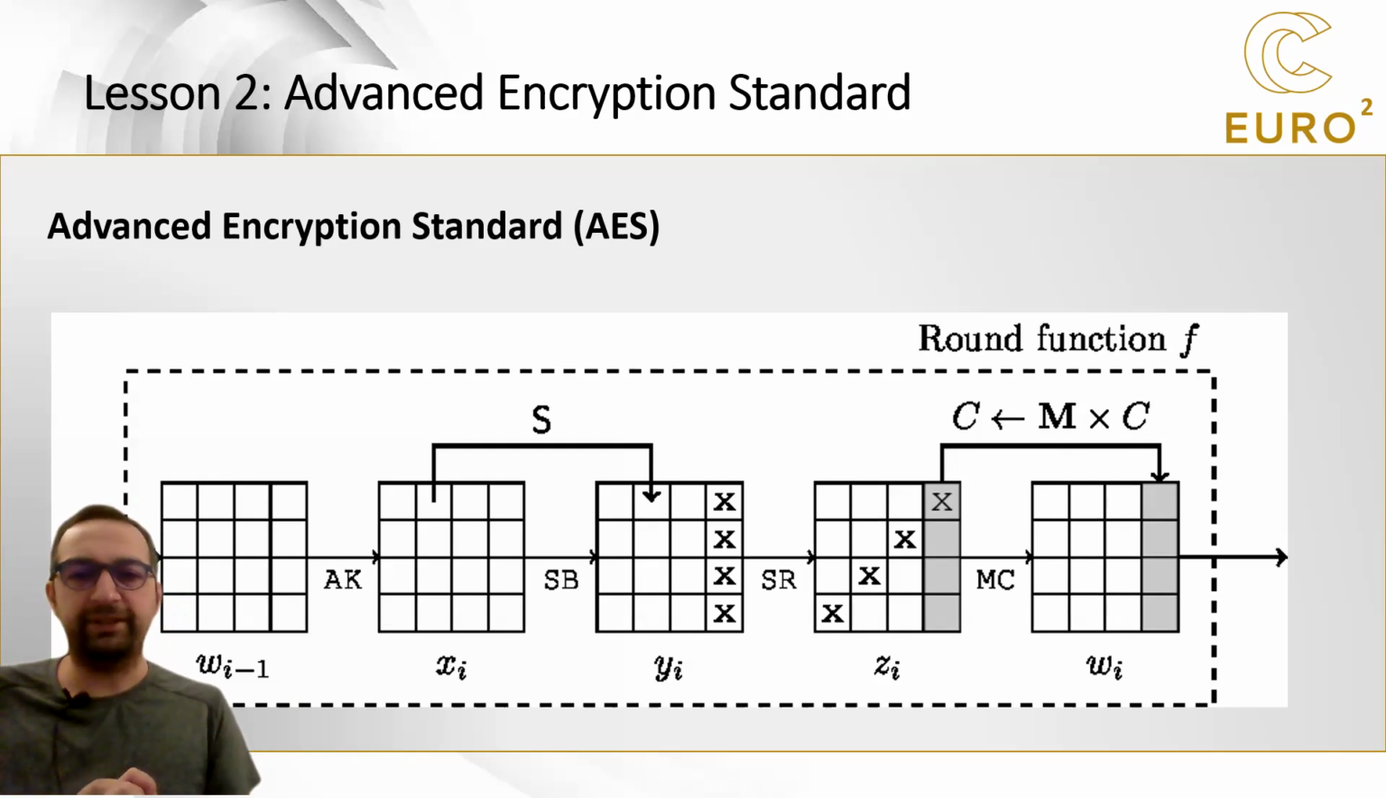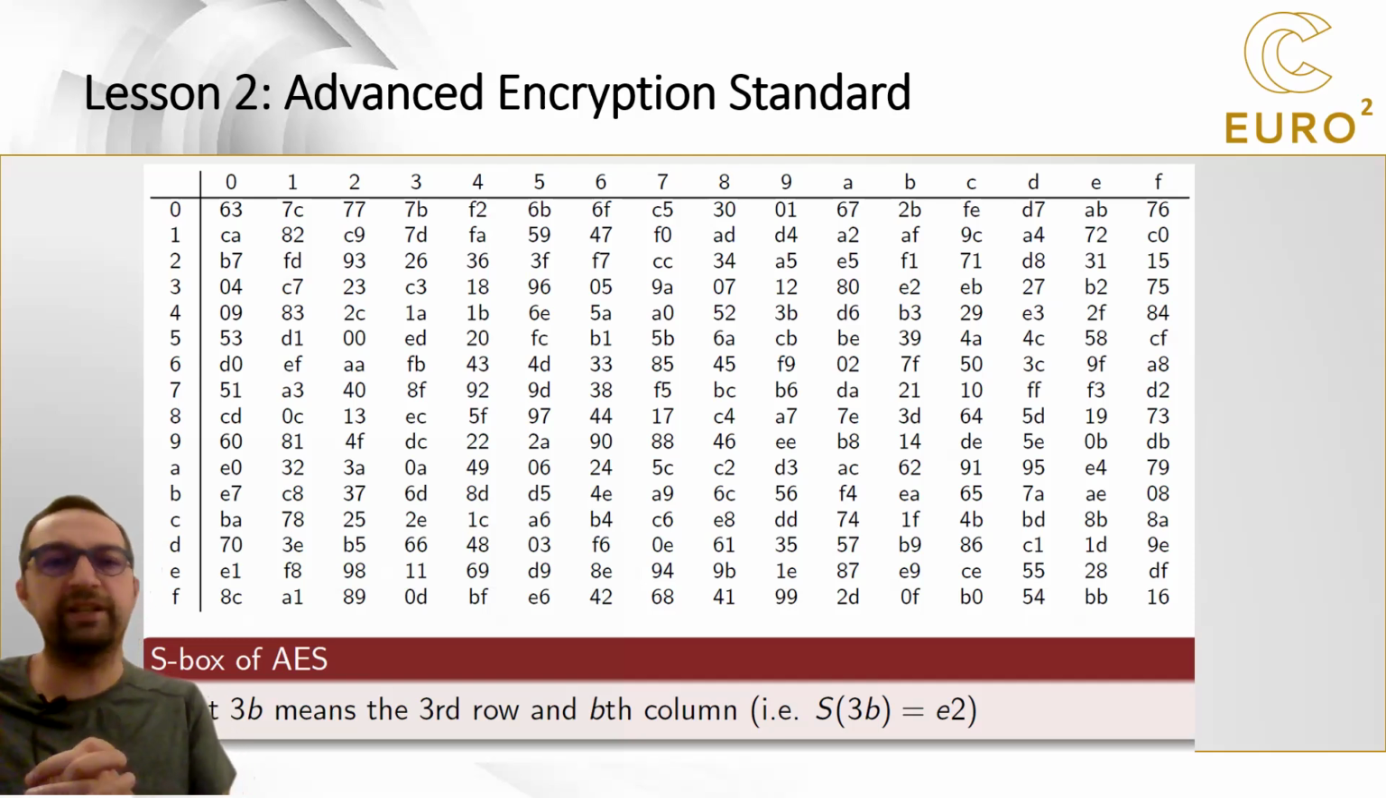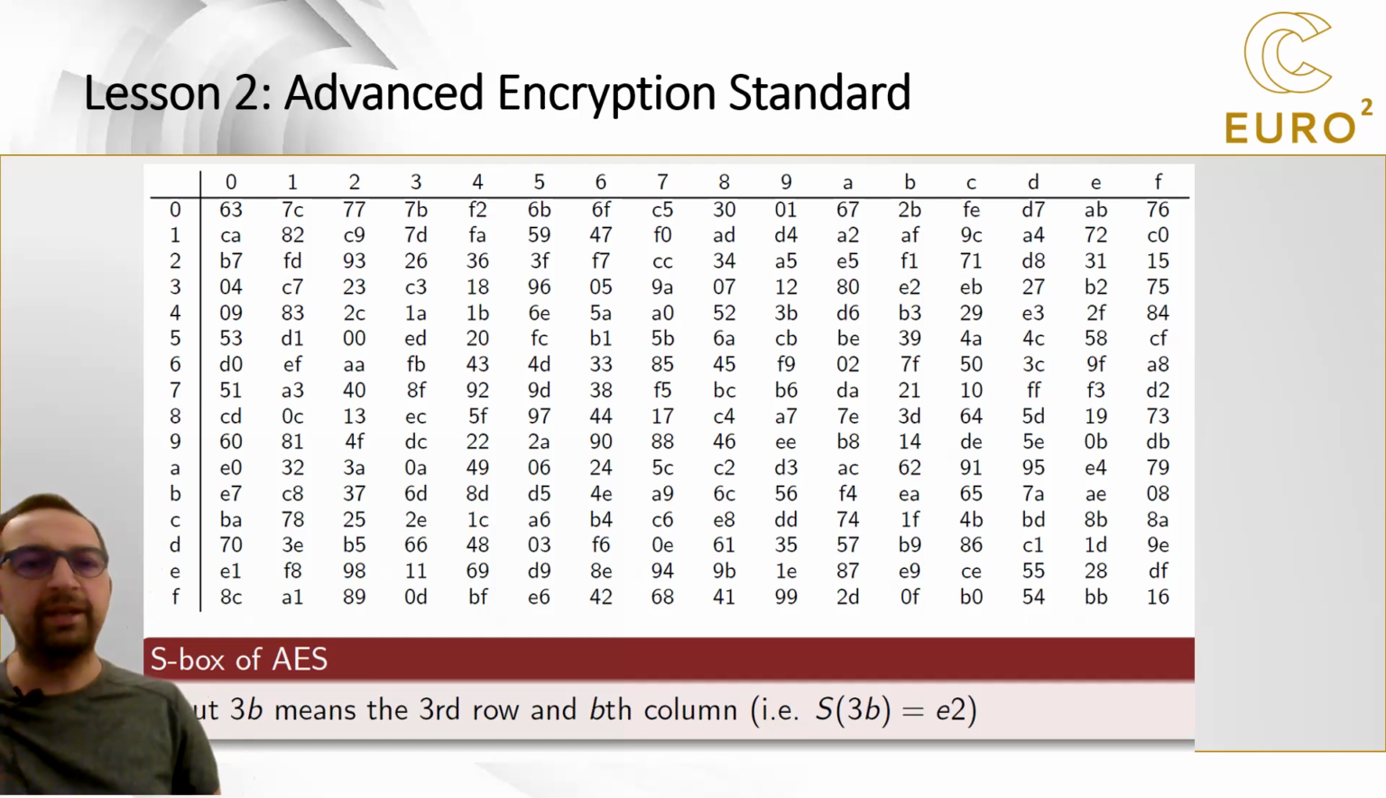For the AES 128-bit version, but if you have larger keys, you repeat it 12 or 14 times. So let's look at the SBox operation. This is the SBox of AES, which is carefully chosen. It provides good resistance against differential and linear cryptanalysis. And you can use this table as follows.